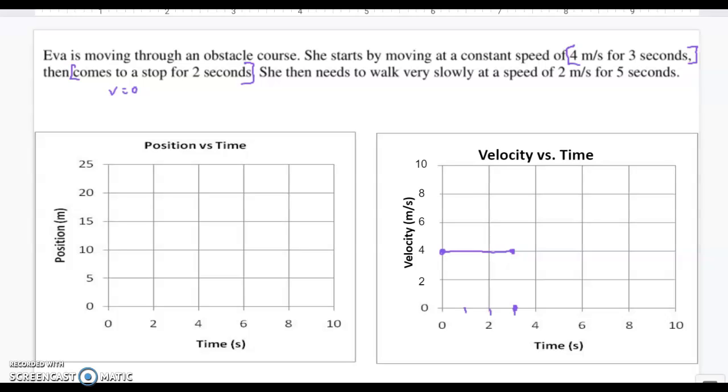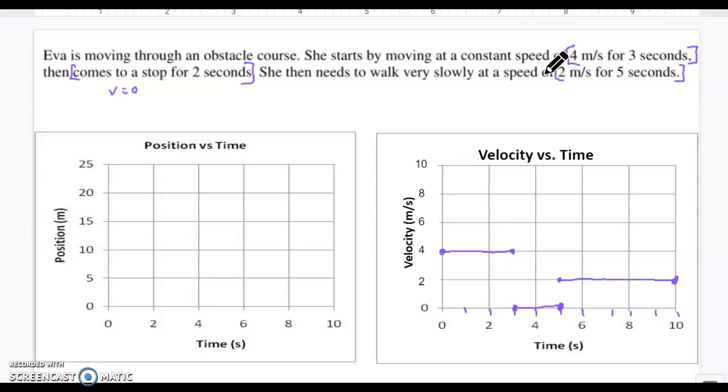So where I left off, the speed is 0, and that's for 1, 2 seconds. Then she needs to walk very slowly at 2 meters per second for 5 seconds. So from where I left off, it's 2 meters per second for 1, 2, 3, 4, 5 seconds.